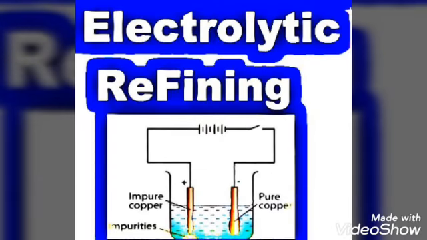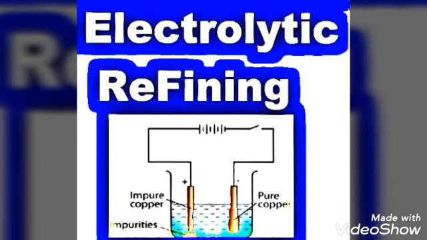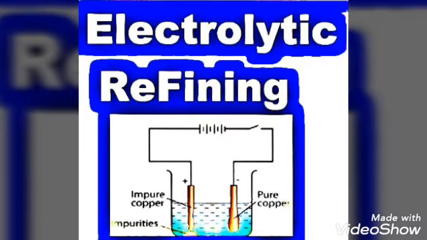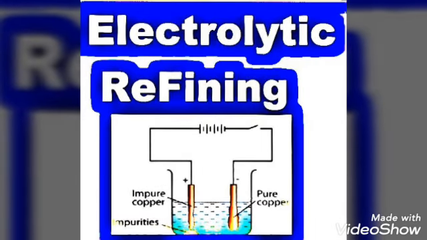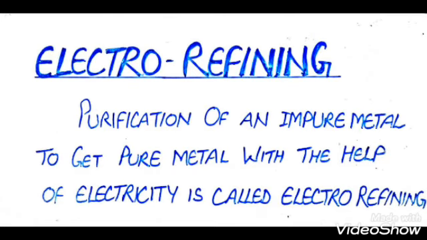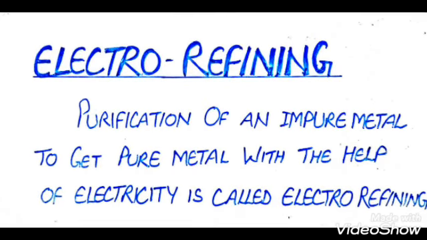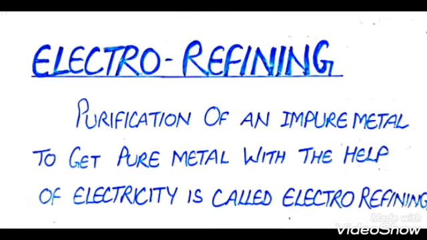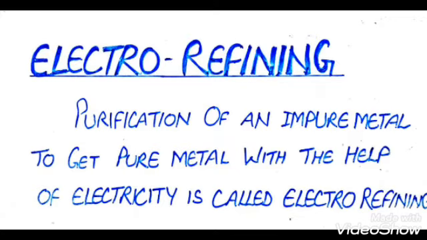Second application of electrolysis is electrolytic refining or electro-refining. The process of purification of an impure metal to get pure metal with the help of electricity is called electro-refining.